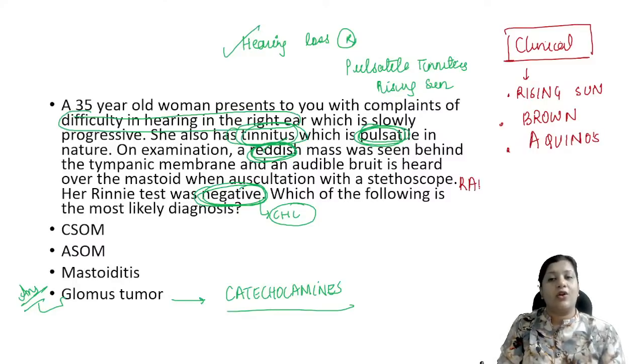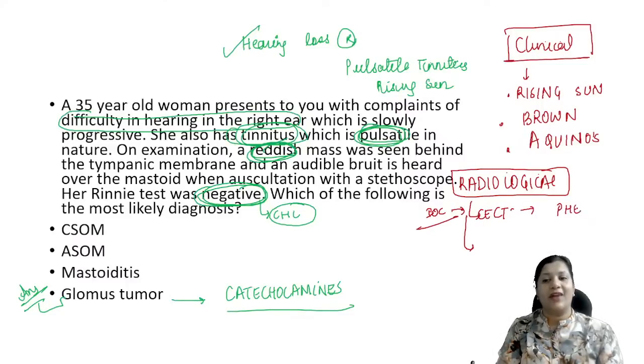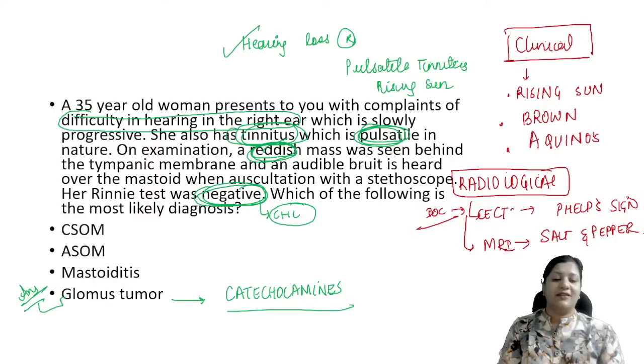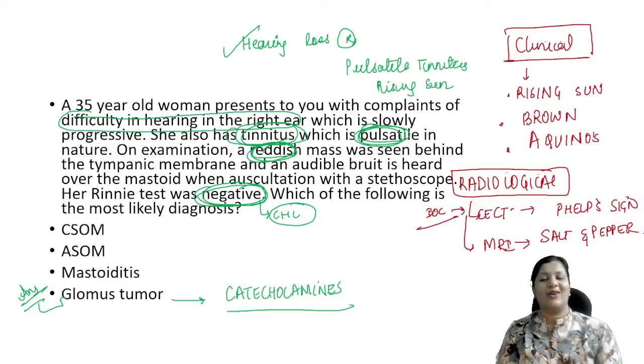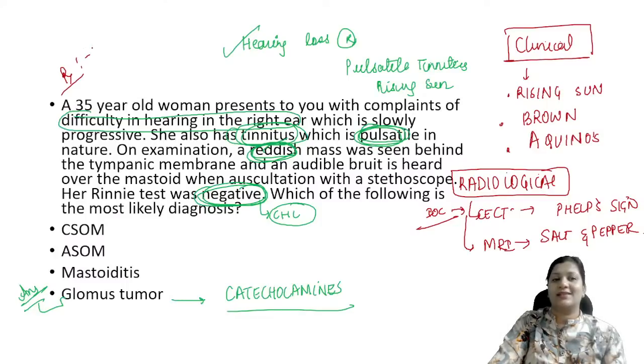Then what is your radiological sign? So radiologically, in a patient with glomus tumor, you're going to see two important signs. The first is on a contrast enhanced CT scan, which is the investigation of choice. You will see a sign which is called the Phelps sign. And additionally, on an MRI, you see an appearance which is called salt and pepper appearance. So these are the different signs that you see clinically and radiologically in a patient with glomus. The treatment of glomus is embolization followed by surgical excision.